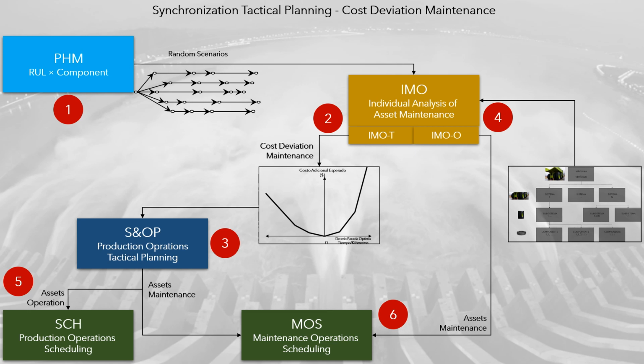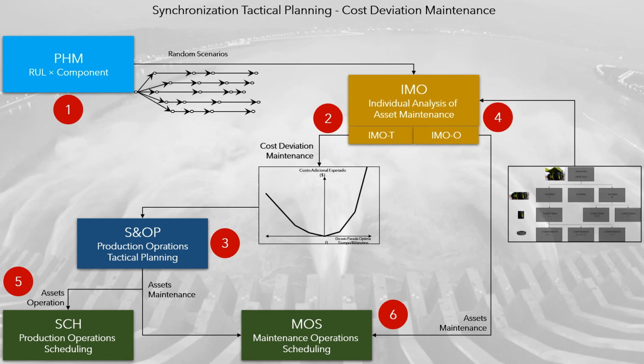Secondly, the IMO-T model performs the individual optimization of the optimal maintenance of each asset, ignoring the existence of other assets. Thirdly, the SAND-OP model performs integrated planning of asset production and maintenance activities. It involves a holistic view of the industrial system. Fourthly, the IMO-O model determines in detail the maintenance activities to be carried out in the workshop for the assets that are going to go into maintenance. This applies to both planned maintenance and corrective maintenance.